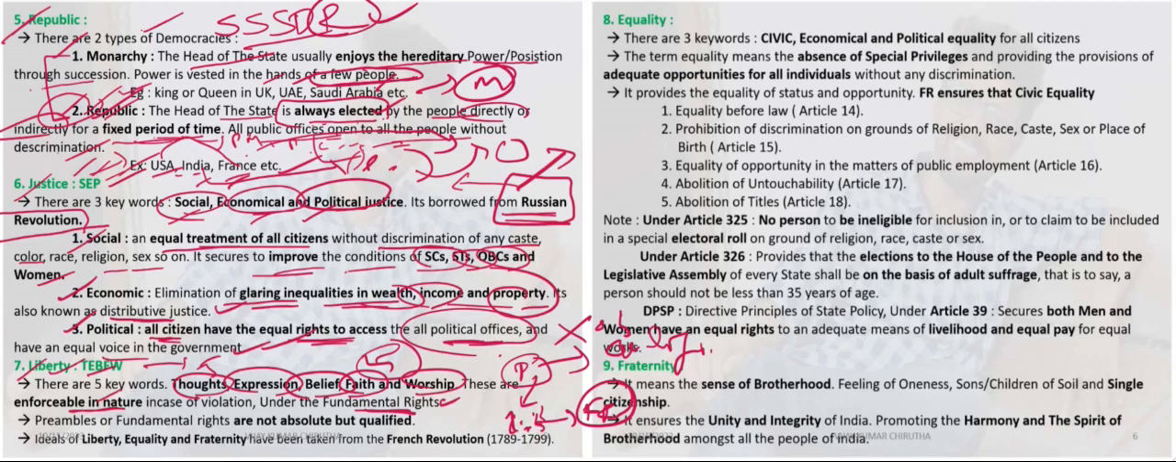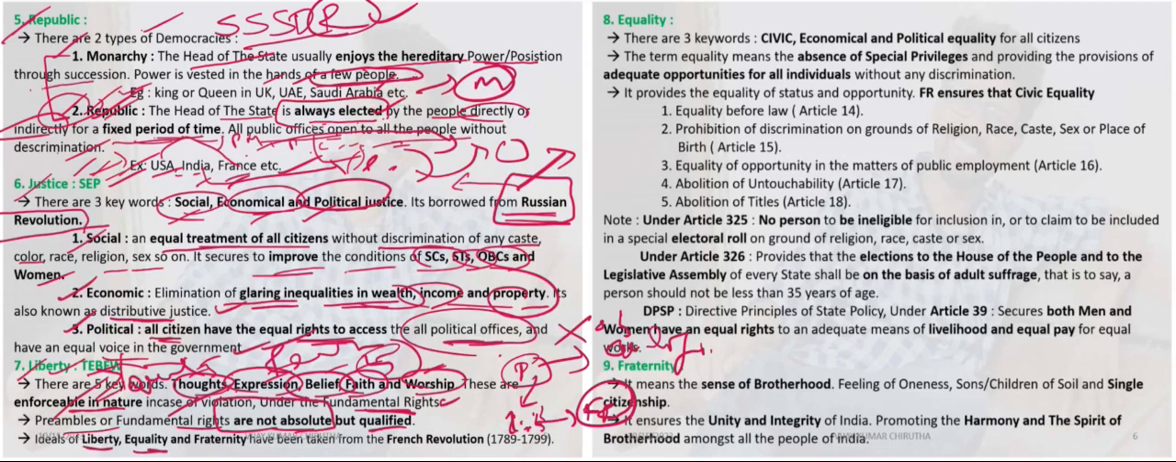Fundamental rights are mentioned in the Constitution of India, relating to thoughts, expression, belief, faith, and worship. These are all mentioned in the fundamental rights. So if any of these is violated by any individual or group of people, we can go to the courts under the articles. Preamble and fundamental rights are not absolute. They are qualified. Fundamental rights are not absolute; they have reasonable restrictions. The preamble is not absolute, but it is qualified.